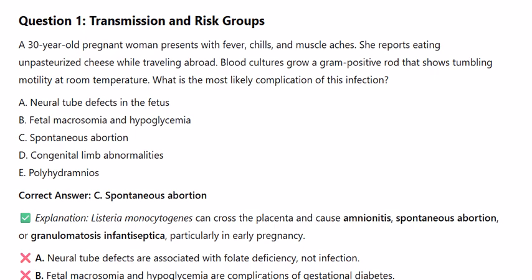A. Neural tube defects in the fetus. B. Fetal macrosomia and hypoglycemia. C. Spontaneous abortion. D. Congenital limb abnormalities. E. Polyhydramnios. Correct answer C.